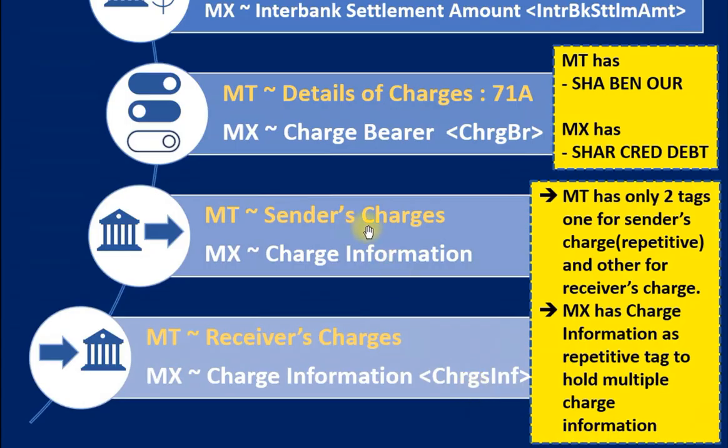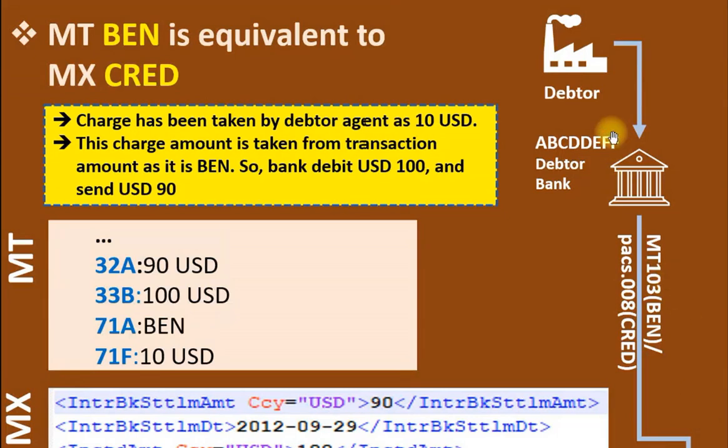Similarly for the sender BIC and the charge information. So let's look at these one by one: SHA, BEN and OUR in the next slide. Here we have shown a typical example in which a debtor agent is sending to the bank, which is debtor bank ABCDDEFF, and he is sending either MT103 or the pacs.008. So we'll take both the example with the BEN option and the credit.